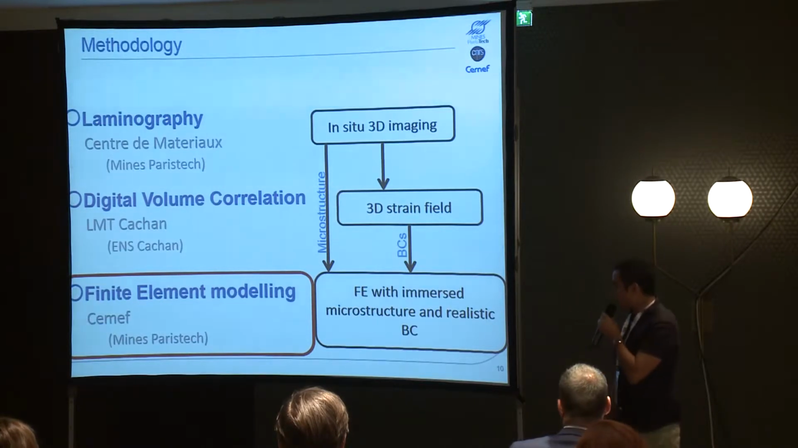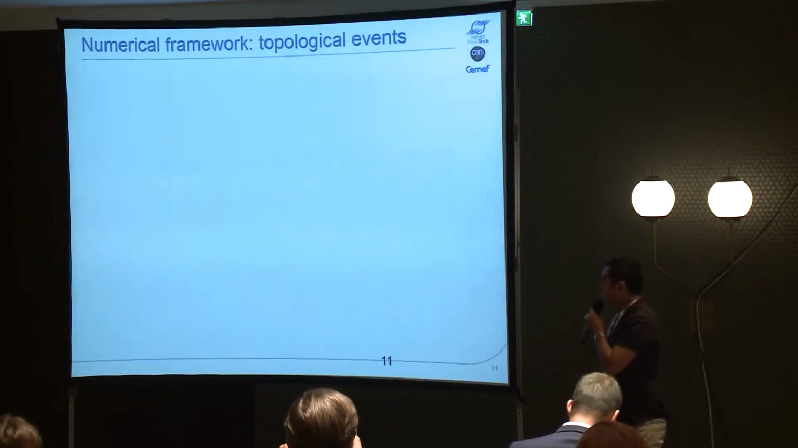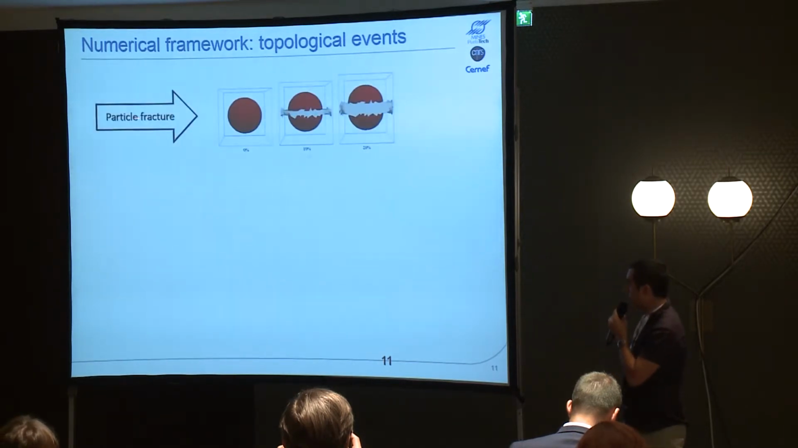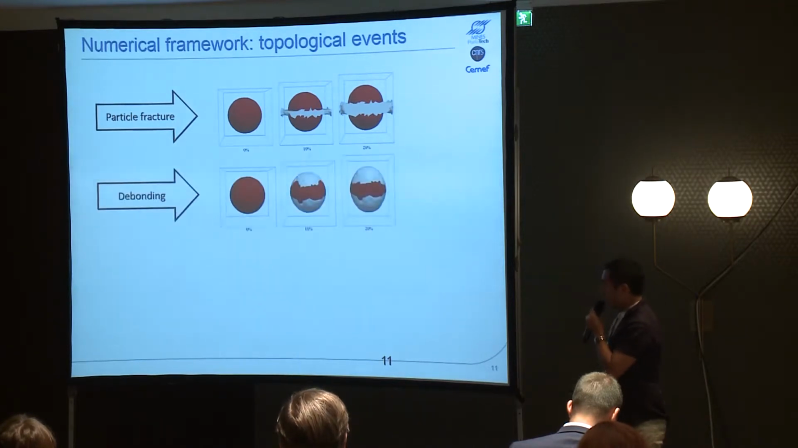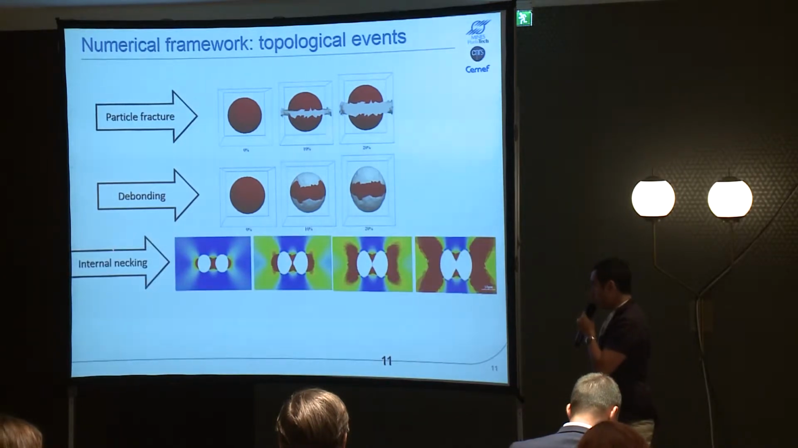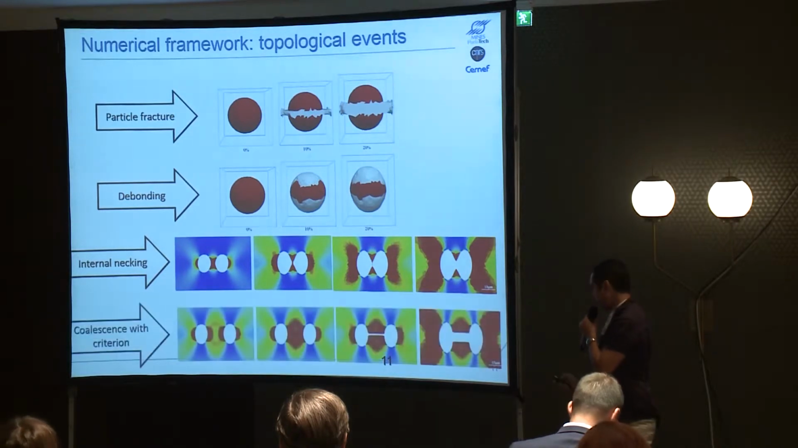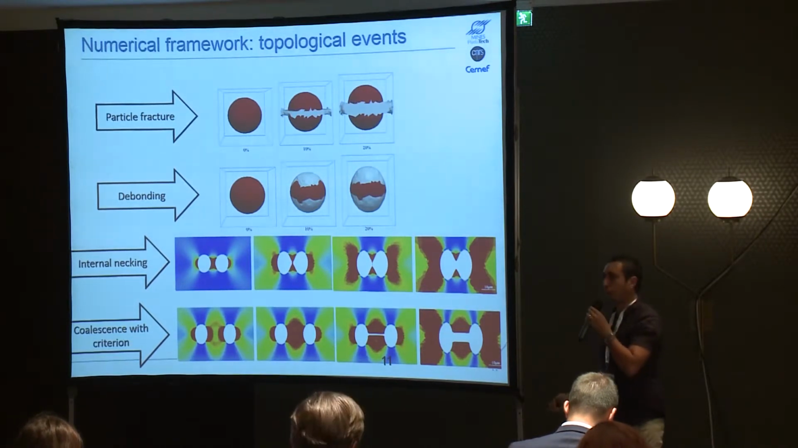For the finite element modeling, I won't go very much into the details, but I wanted to try to convince you that we are able to handle the topological events that occur during ductile damage. That means that we are able to model nucleation by particle fracture, nucleation by debonding of the matrix particle interface, coalescence by internal necking, and coalescence by using a physical criterion that can be based on stress, strain, or a damage parameter.